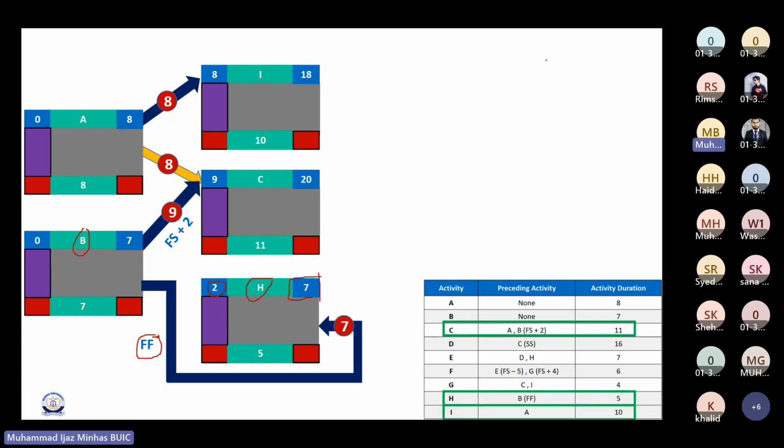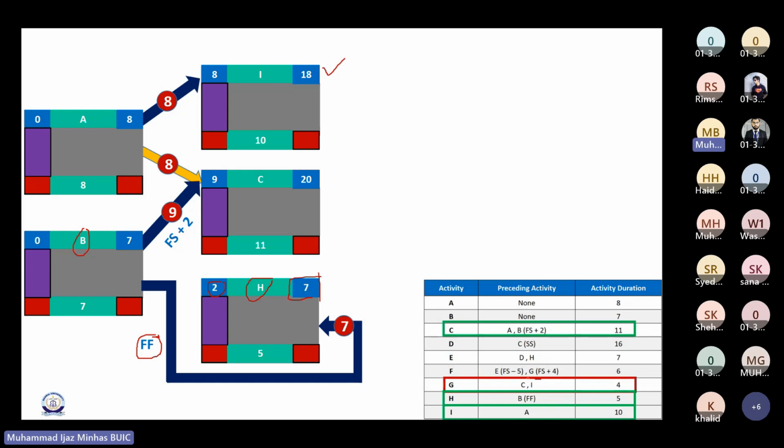Okay, now the next part is, we are done with I, C, and H. Now, graphically, I would be interested in knowing an activity that is dependent on I, C, or H, right? So now let's start with I first.